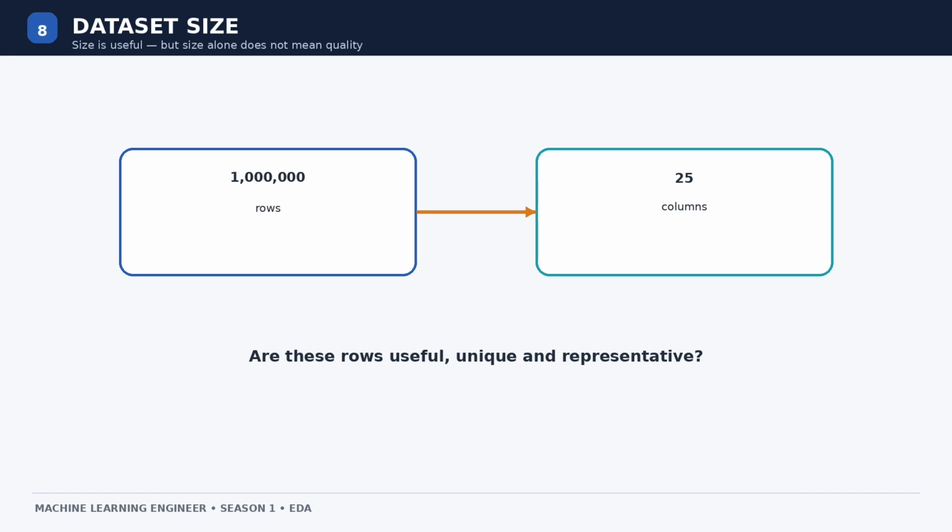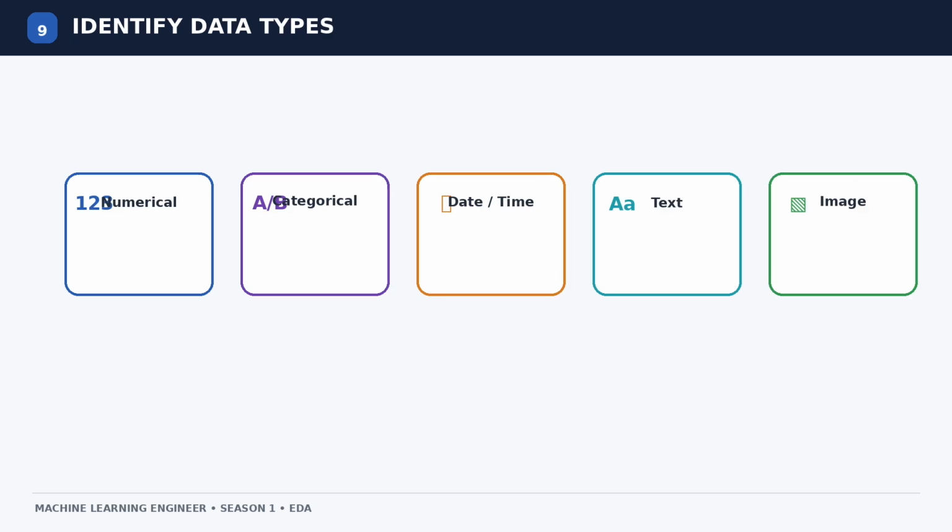Next, we check the size of the dataset. Suppose we have 1 million rows and 25 columns. That sounds impressive, but dataset size alone doesn't tell us whether we have enough useful information. 1 million duplicate or irrelevant records are not necessarily better than 10,000 high quality records. Next, we identify the data types. Is a feature numerical, categorical, date, or text, or is it something like an image? The type of data determines what kind of analysis and pre-processing we may need.